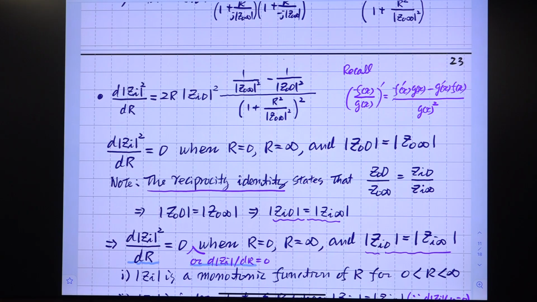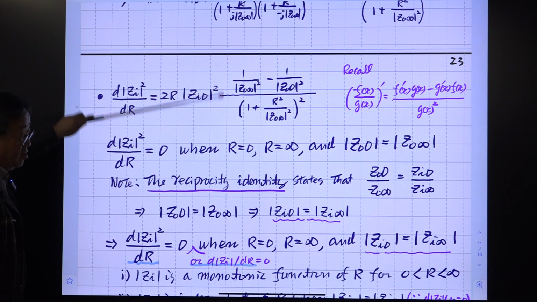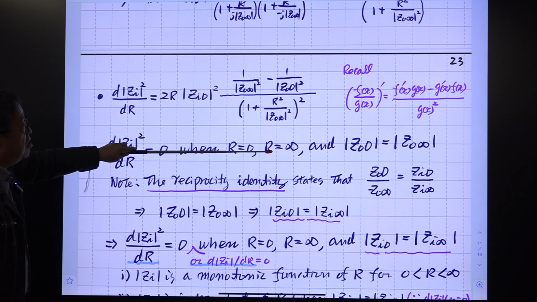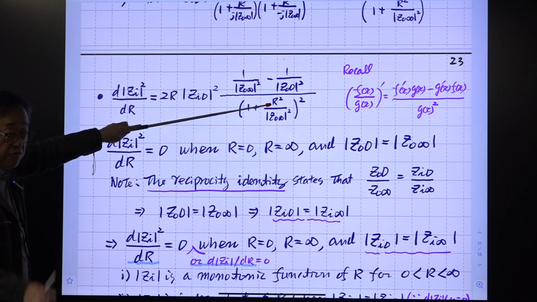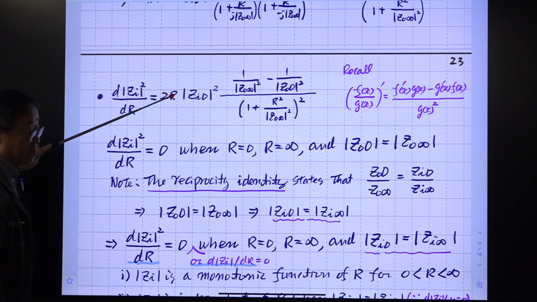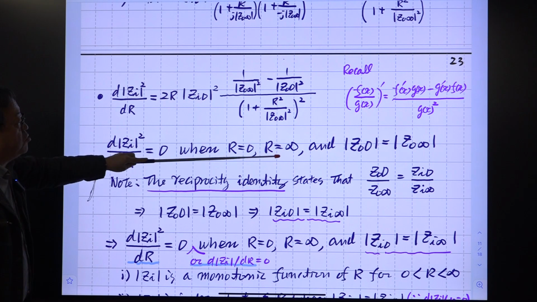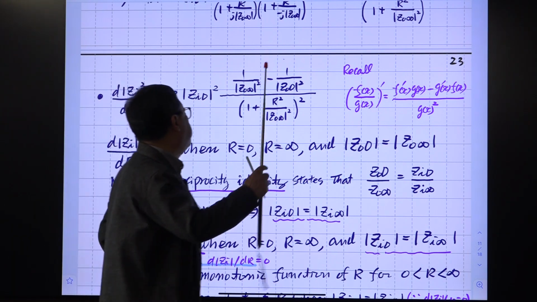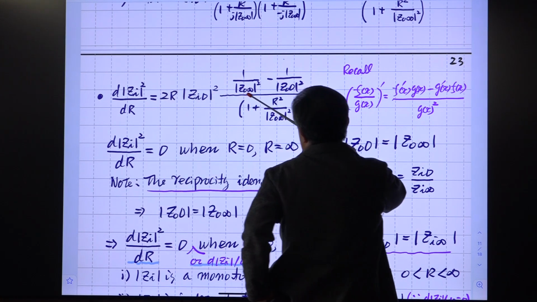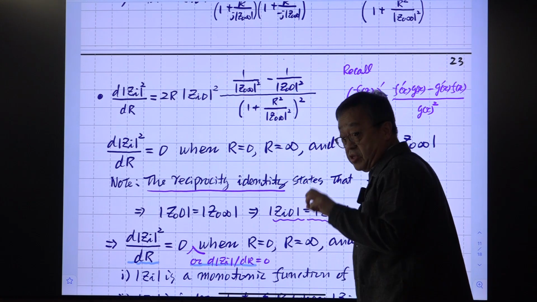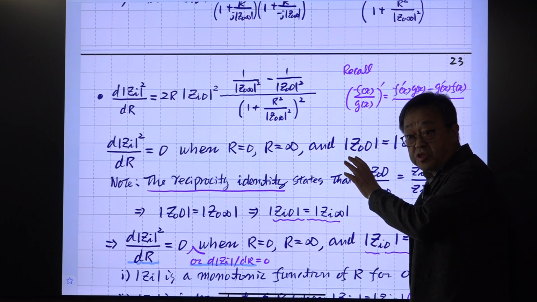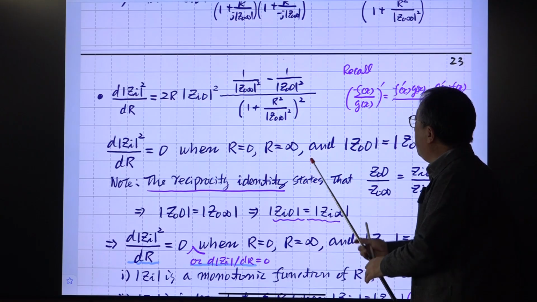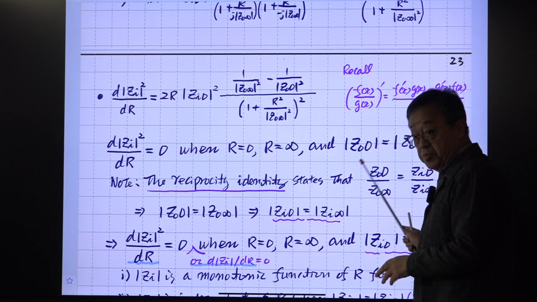So we have 3 points. One is 0. If r is 0, then definitely this is 0. Okay? If r is infinity, because the order of r here is one, we have only one r here, then if r goes to infinity, this becomes 0. Another point is if Go infinity and Go0 are the same in their magnitude, this becomes 0. Okay? So you have 3 points.